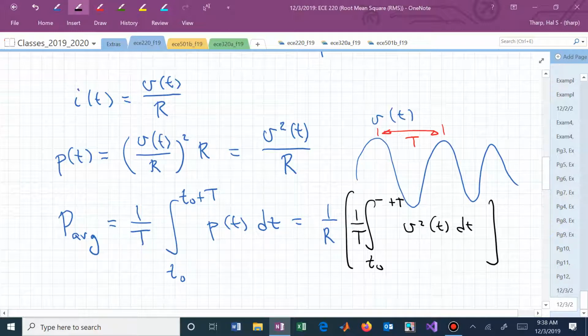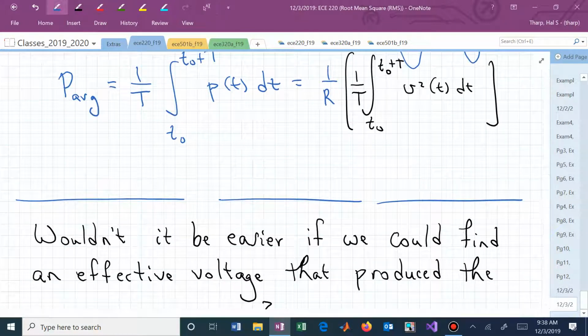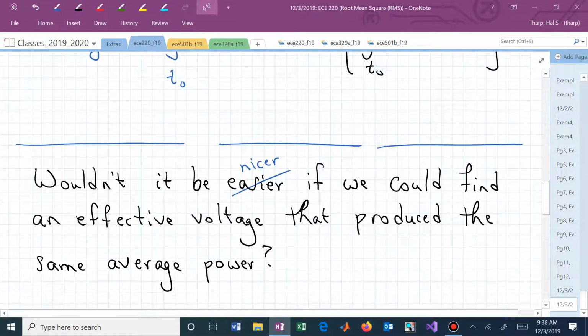And that's now one way of writing this average power associated with that resistor, or the average power absorbed by that resistor. That looks a little messy. Would it be nicer if we could find an effective voltage that produced the same average power?